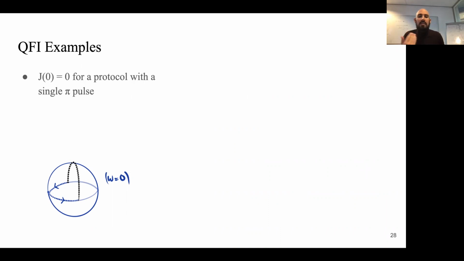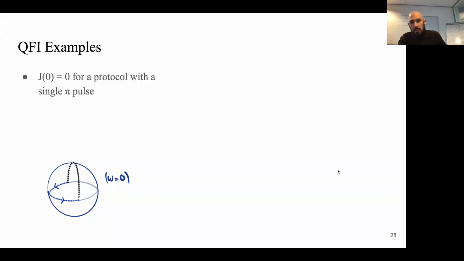Another way that it can explicitly zero itself out is if you instead have a protocol, rather than this free evolution, where you do a single pi pulse as your sensing protocol. Then the picture looks like what's on the bottom left here. The blue line is the free evolution under the DC field. You do a single pi pulse, and then you continue to evolve under the DC field. Then you've echoed out the field. And in this case, the QFI at 0 frequency, so J of 0, is 0.